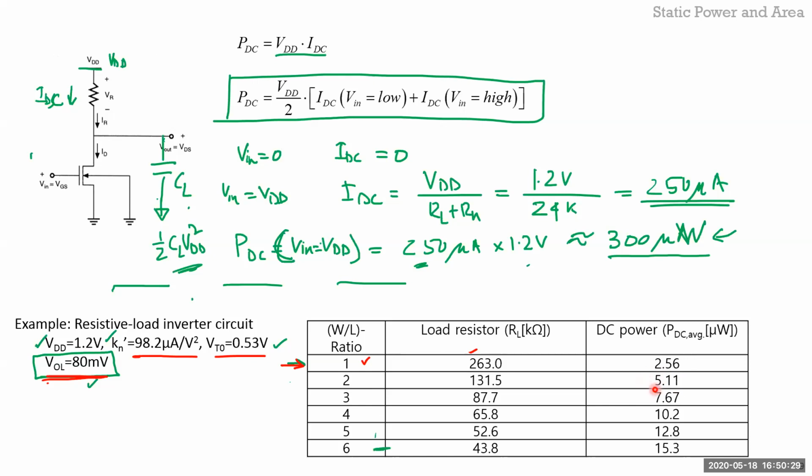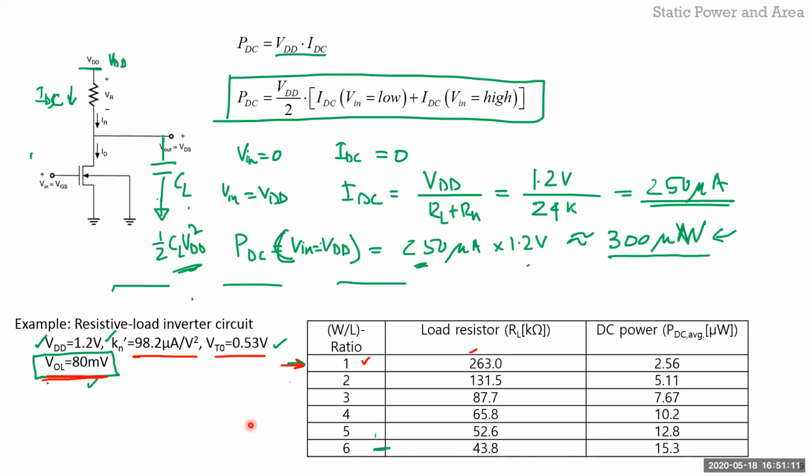So your output now increases to 5.11 because it's VDD by RL plus RN. If you choose W over L as 3, then it drops to 87 and the total power consumed increases even more. And as you can see, when you get to RL of 43, W over L of 6, then the power went from 2.5 microwatt to 15, which is roughly 6 times more power, but it is the same VOL and same VIL, and VOH also, because if you calculate it, you would probably see that they are almost the same.